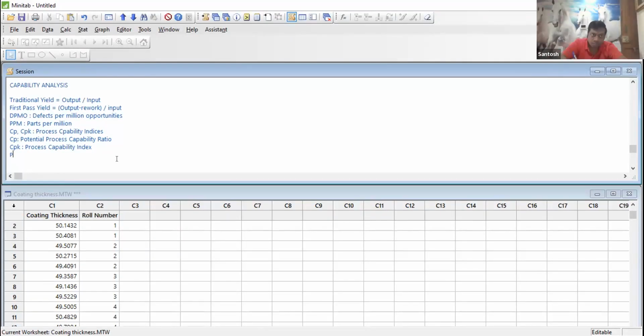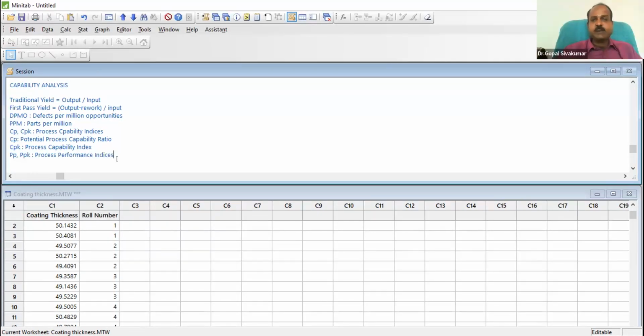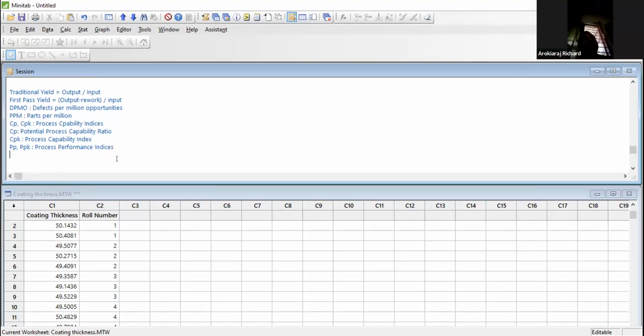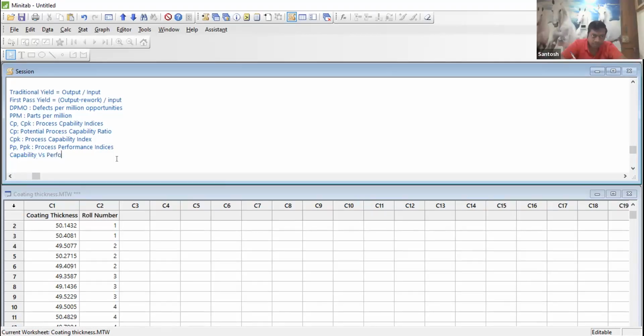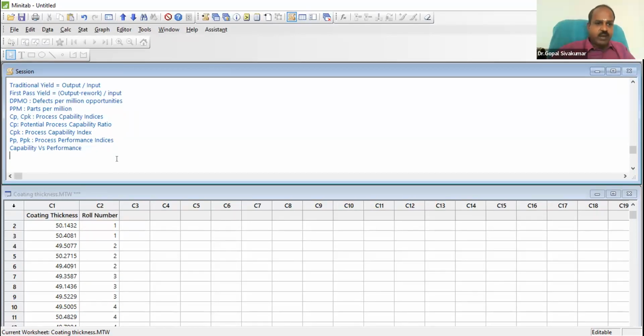And there is one more thing called PP and PPK. So what is this PPK? Process performance indices. Is capability important or is performance important? Performance. Okay, so you have to deep dive then. Don't stop at process capability indices. You should also dive into process performance indices, which we will be doing on day number 5. And then there is one more thing. What is that? Sigma level.